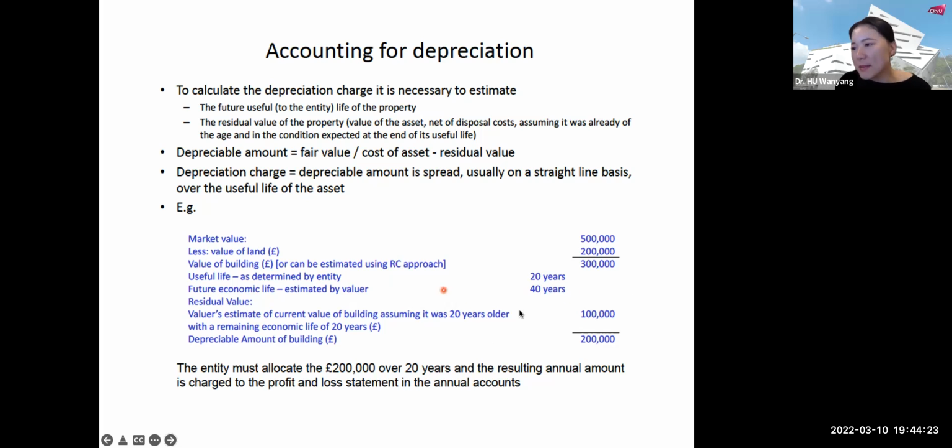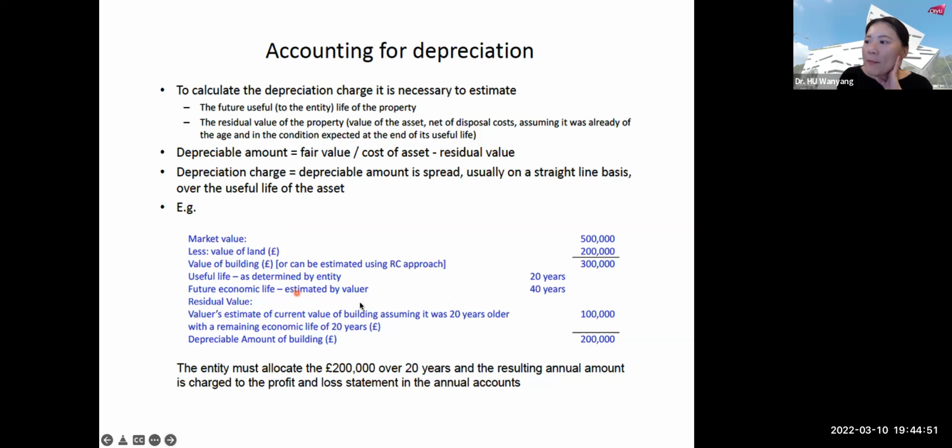Okay, so this is an example. I think I have time, so I can go over this example. For example, the property value is the market value of the property, and there's a value of land. You need to subtract the land value from the market value of the property, and then this is the value of the building. We only look at the building. The building is $300,000.